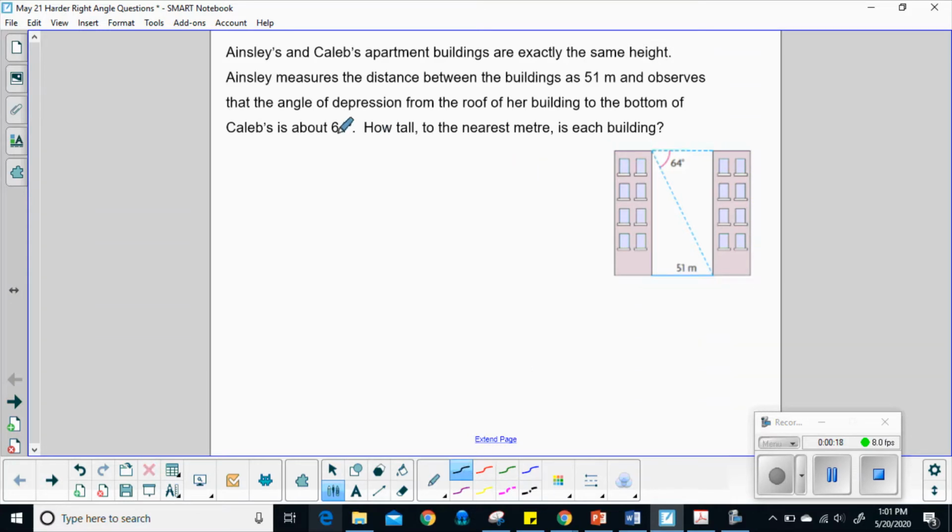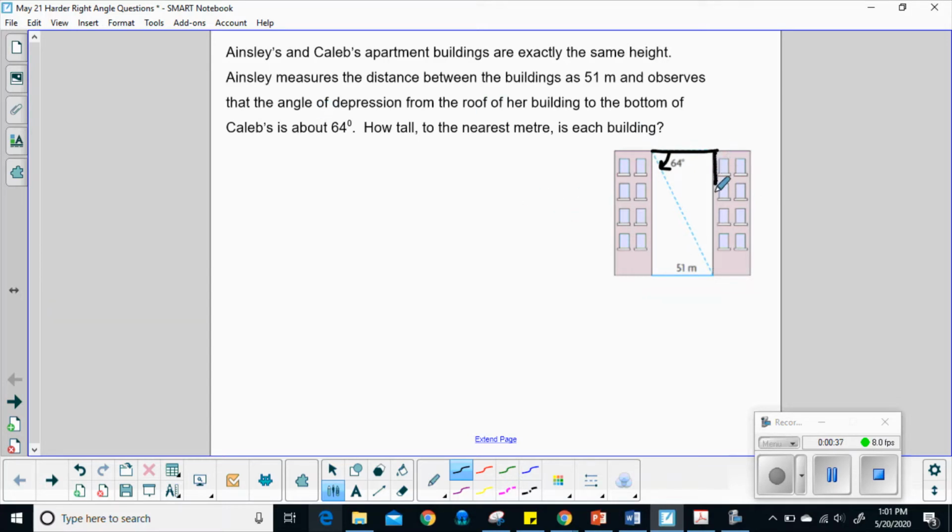Okay. And observes that the angle of depression. So angle of depression means if you look horizontally and then go down, that's the angle we're talking about. So that's 64 degrees from the roof of our building down to the base of this one. And we want to figure out how tall is the building.